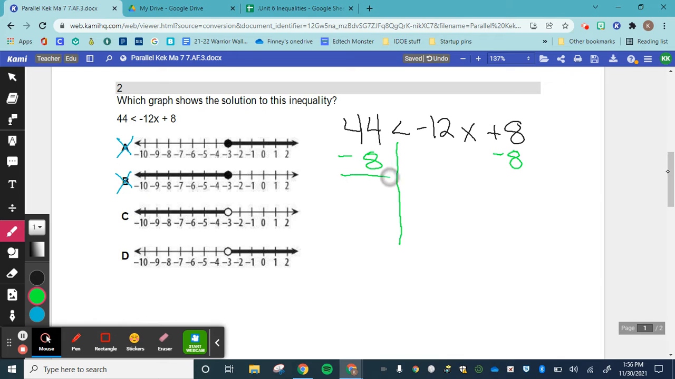And just like an equation, whatever I do to one side, I do to both sides. On this side, I simplify, and 44 minus 8 is 36. On this side, the positive 8 and the negative 8 make 0, so I zero that out, and I bring down my negative 12x. I never reverse the inequality sign when I add or subtract, so my inequality sign remains the same. So after the first step, I have 36 is less than negative 12x.